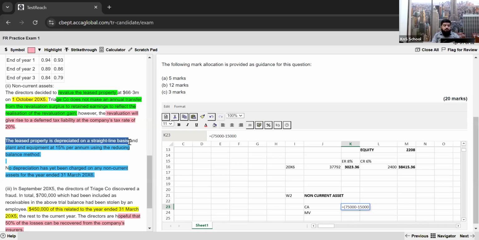And the property which is revalued is the lease property. It's not the plant and equipment. Reducing balance method is being used for the plant and equipment. It's not used for the lease property. I repeat, the straight line method is used for the lease property. Are you getting a point?